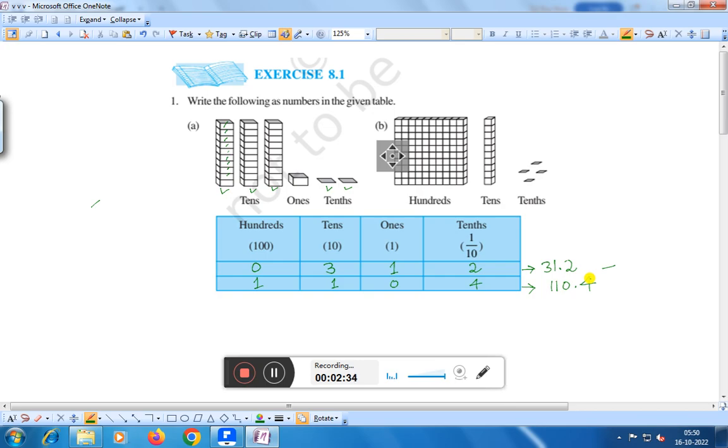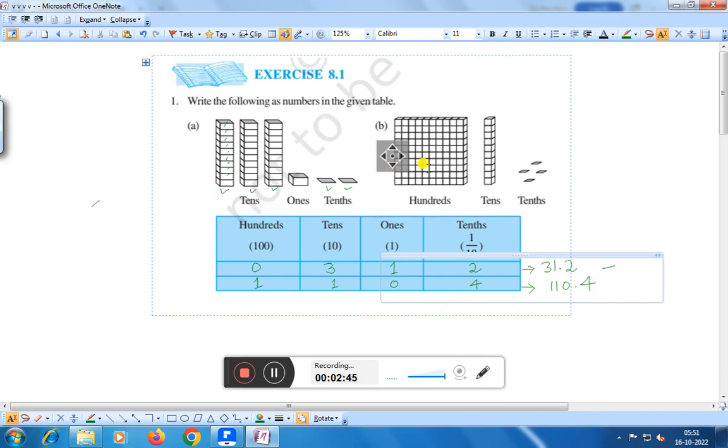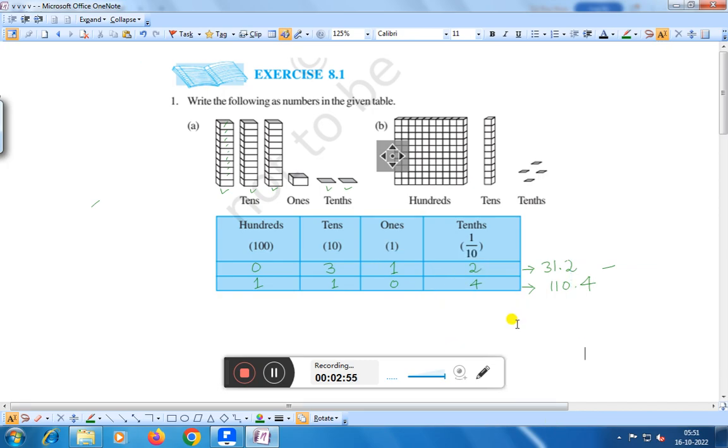The question was, write the following numbers in the given table, right? You have to count the number of hundreds, number of tens, number of ones and number of tenths, and write the number in the table, right? In question number B, how many hundreds? 1. How many tens? 1. How many ones? 0. How many tenths? 4. 1, 2, 3, 4, right? In this way you can write the numbers. This is the solution of question number 1.